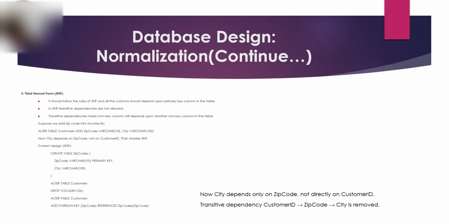Third normal form, 3NF. Now third normal form should follow the rule of second normal form, and all the columns should depend upon the primary key column in the table. In the third normal form, transitive dependencies are not allowed. Transitive dependency means a non-key column depends upon another non-key column in the table.